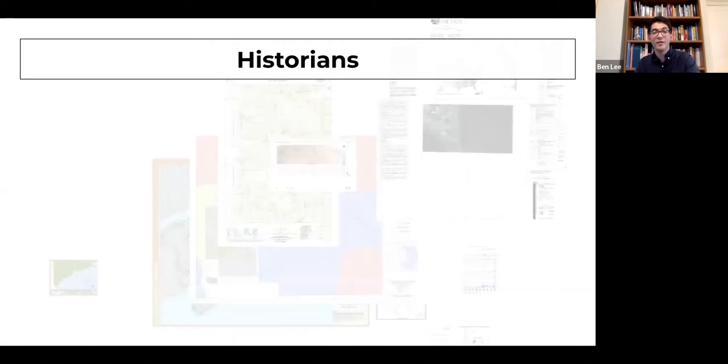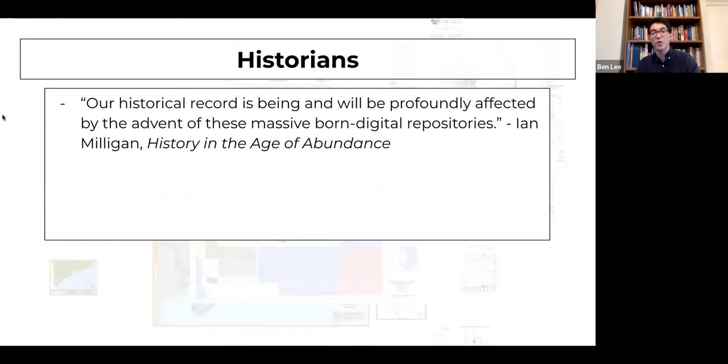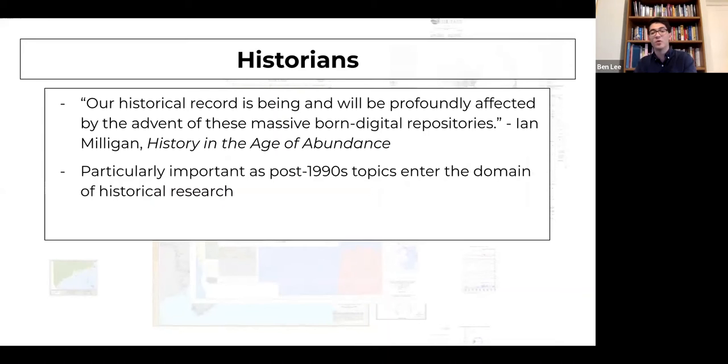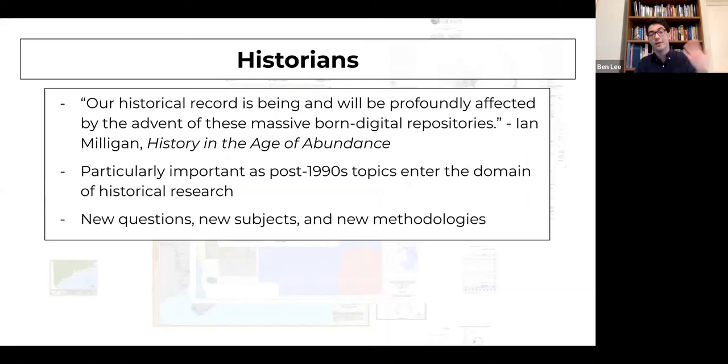And lastly, in the domain of history, here I'll quote Ian Milligan's wonderful book, History in the Age of Abundance, where Ian says that our historical record is being and will be profoundly affected by the advent of these massive born-digital repositories. This is especially important as, of course, post-1990s topics enter the domain of historical research. And here we can think about new questions, new subjects, and new methodologies.